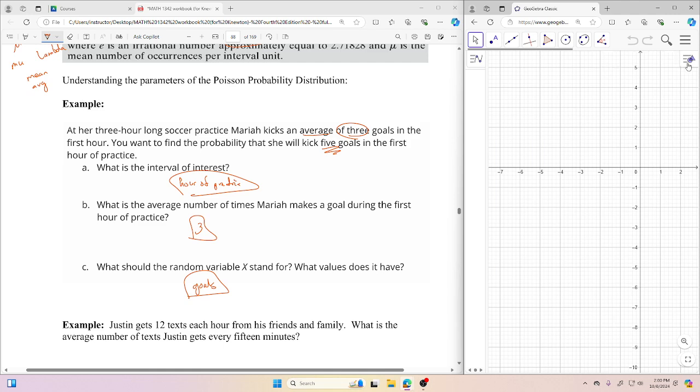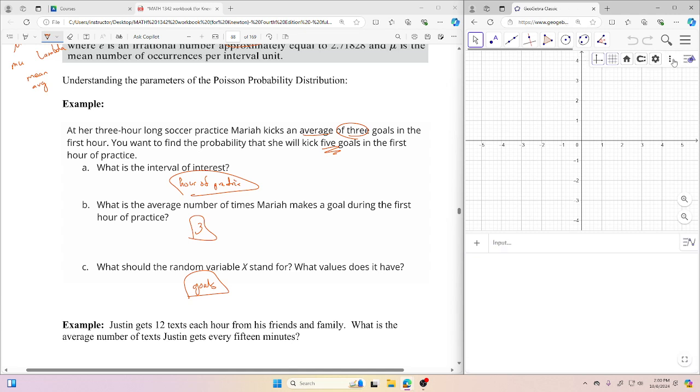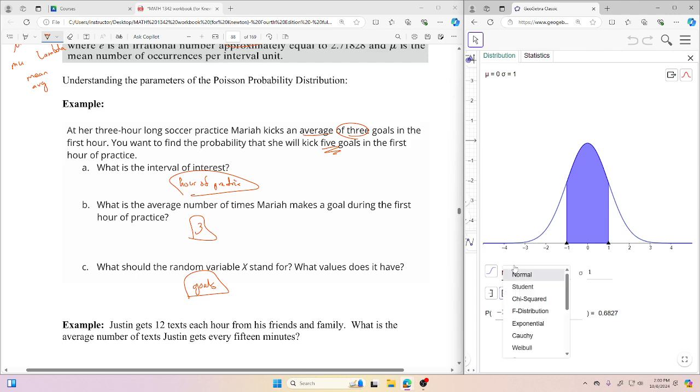Okay, let's start over. There we go. That's so much better. Okay, so we're going to go to Poisson, which is way down here. Again, if you see hypergeometric, that is not the same as regular geometric. Don't be fooled. The only ones we're using are binomial and Poisson, okay?